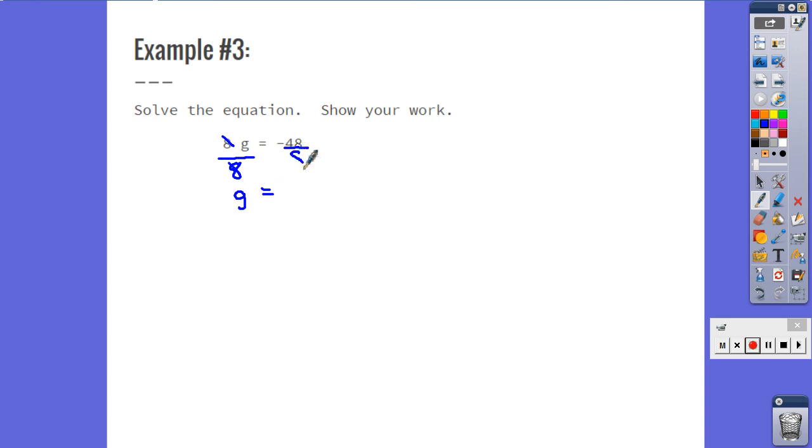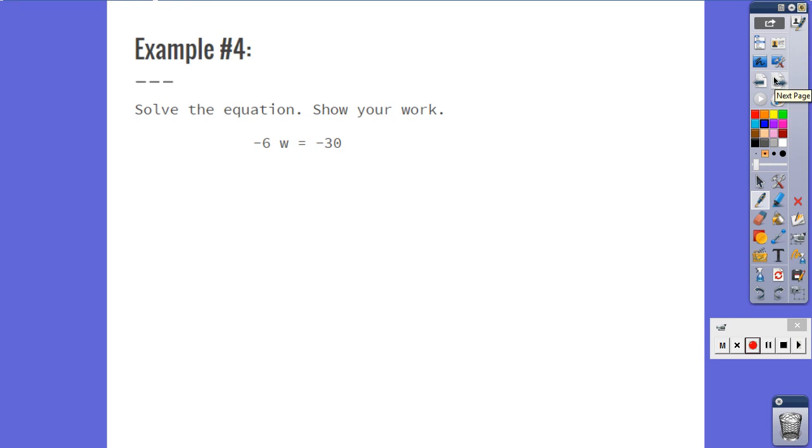And whatever I do to one side, I have to do to the other side to keep my equation in balance. So negative 48 divided by 8 is going to leave me with a negative 6, because a negative divided by a positive is a negative.